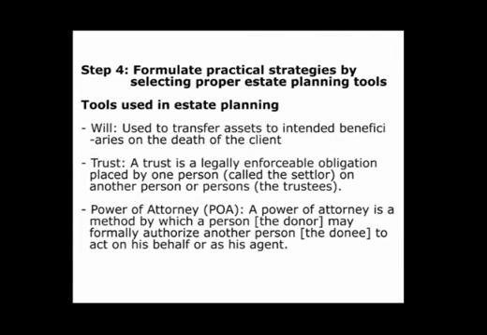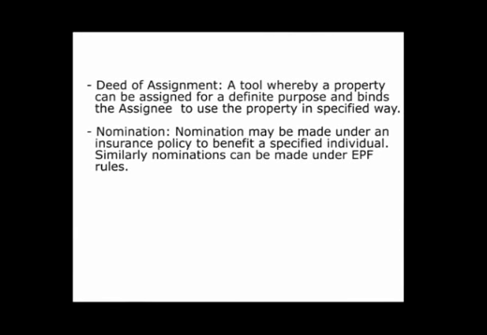Power of attorney is a method by which the donor can authorize another person to act on his behalf as an agent. A deed of assignment is a tool where the property can be assigned for a particular purpose and bind the assignee in a particular way. A nomination, now we're familiar with nomination in the context of Provident Fund rules. So simply by filling in a nomination form, one can pass on the benefits under the fund.